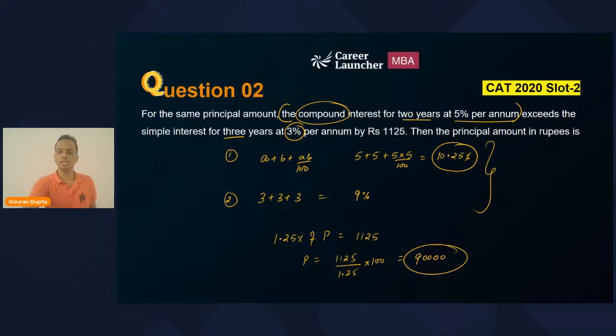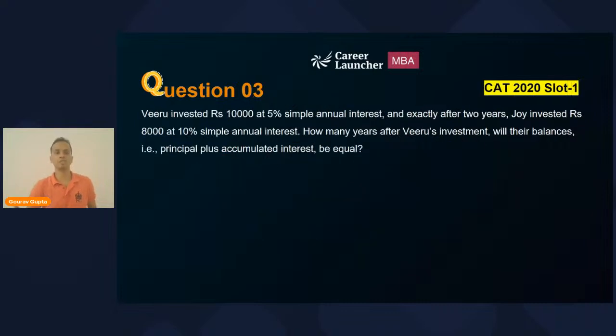All right, let's move ahead. Let's look at question number 3. Now question number 3 is CAT 2020 slot 1. In all the 3 slots of CAT 2020, we have seen a question of simple interest, compound interest. So CAT 2020 slot number 1, question number 3 is on your screen. Try and quickly solve this, all of you, without committing any mistake.